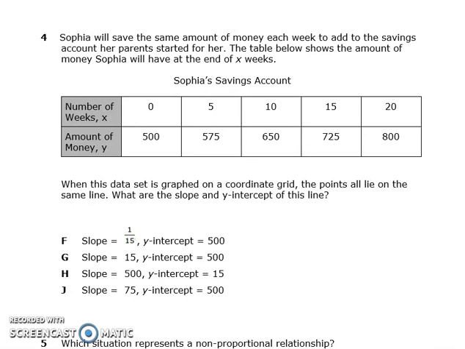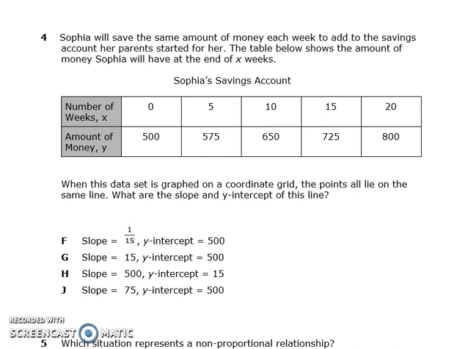Number 4. Sophia will save the same amount of money each week to add to the savings account her parents started for her. The table below shows the amount of money Sophia will have at the end of x weeks. When this data set is graphed on a coordinate grid, the points all lie on the same line. What are the slope and y-intercept of this line?